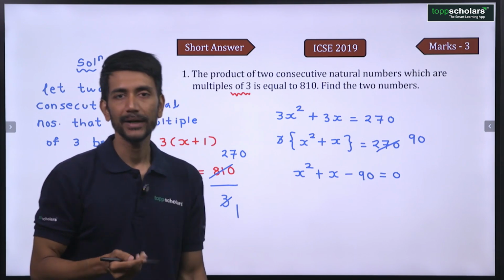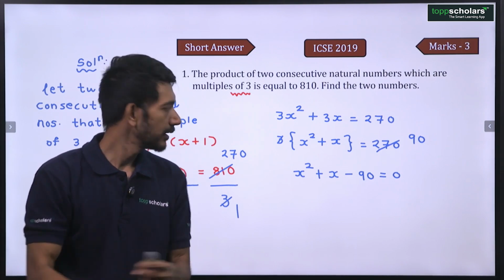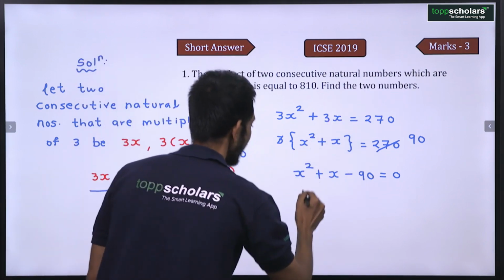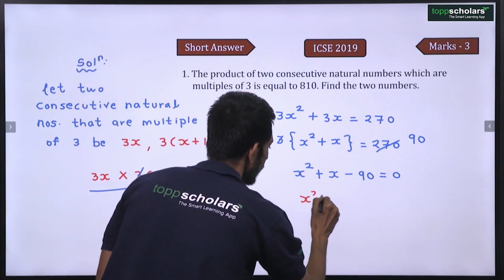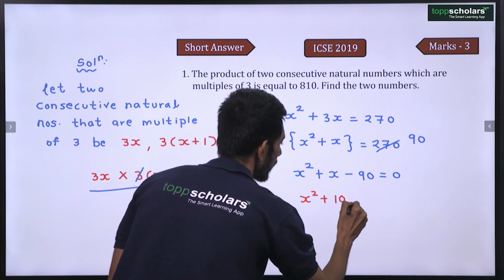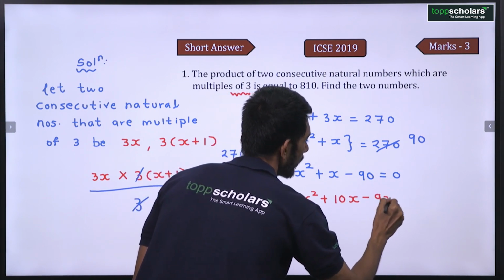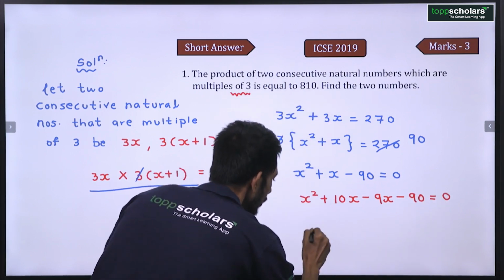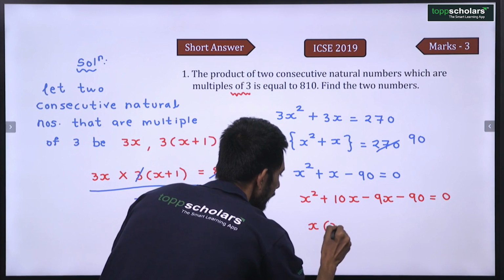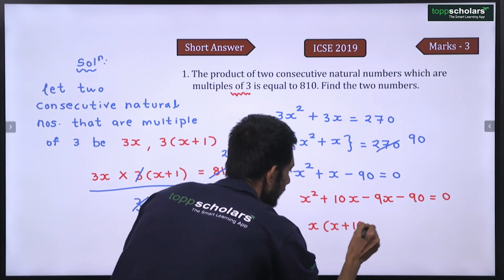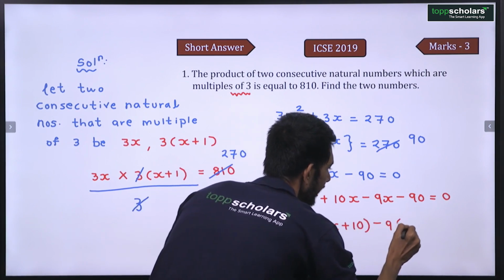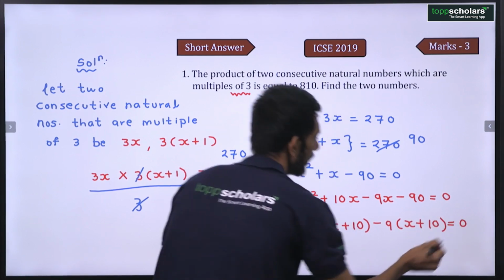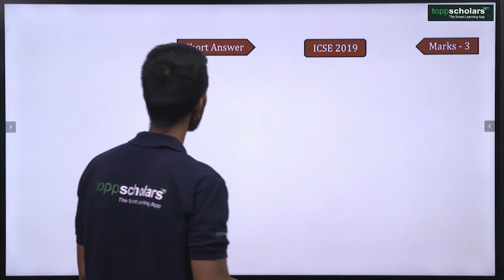In the middle term you have 1. So 10 9s are 90. But you have 1 here and this is negative. So plus 10 minus 9. So can I write this as x square plus 10x minus 9x minus 90 is equal to 0. So this becomes x into x plus 10 minus 9 into x plus 10 is equal to 0. So you solve this further.